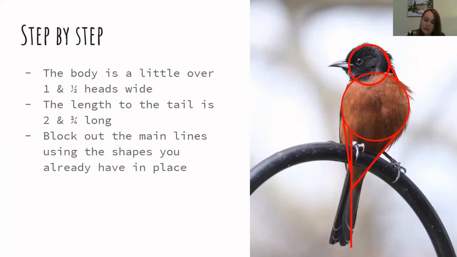Now I'm going to start adding some more important features. So notice the beak is in the middle of the head, okay? And the beak length is half a head length, okay? So find halfway down the head and then draw a line out that's half the distance of the head.